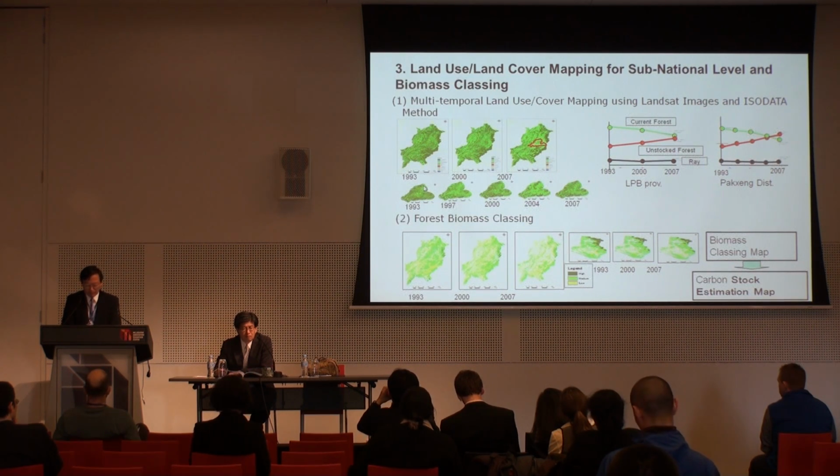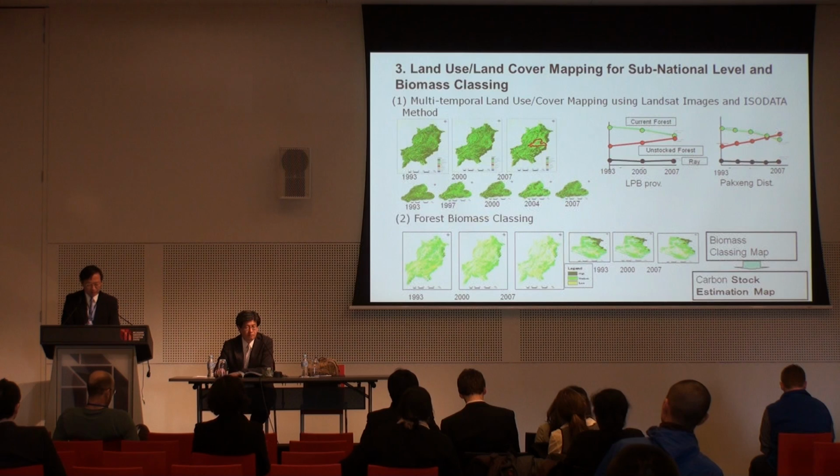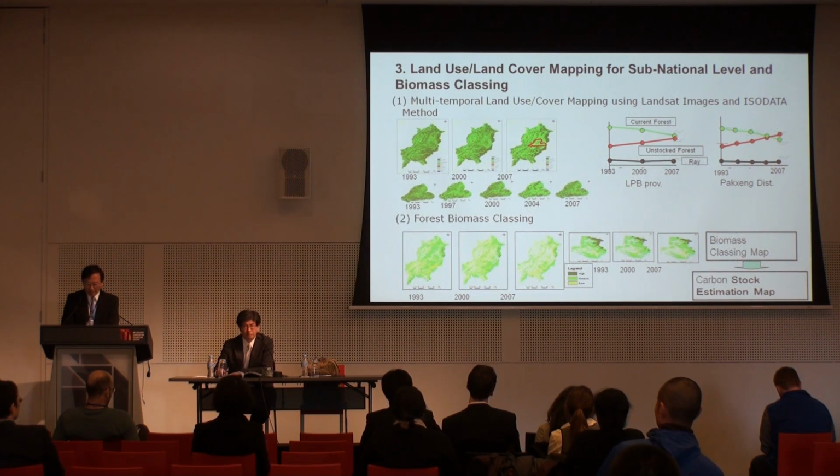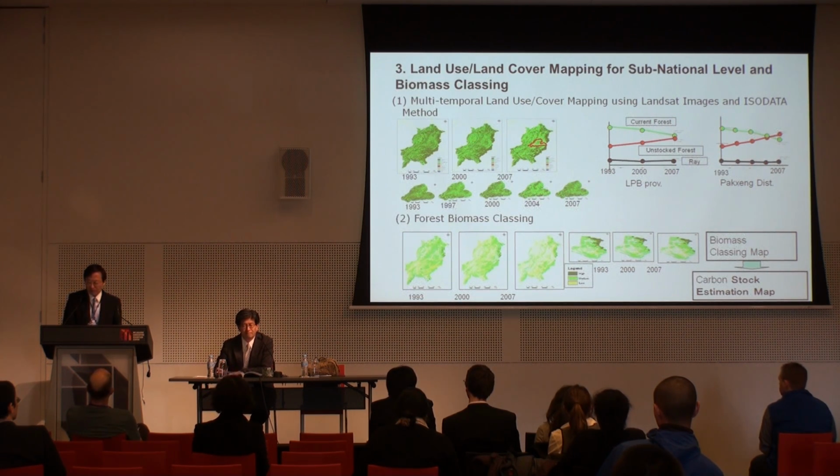For forest biomass class, high, medium, and low were devised for evaluating the details of distribution change of the forest carbon stocks. Forest biomass classification based on the visual interpretation of ALOS AVNIR images was carried out on 2 kilometer grid points. So we use this for evaluating the carbon stocks.